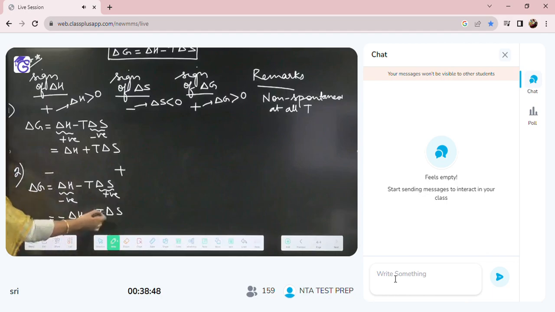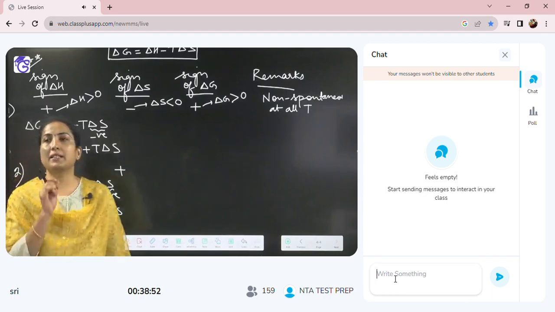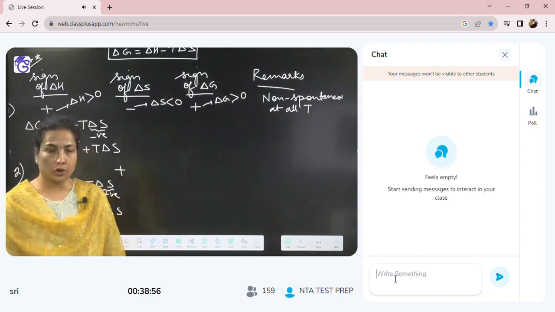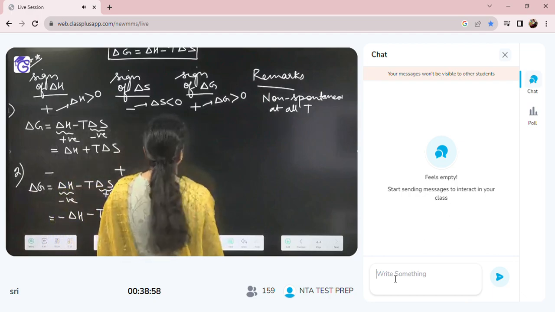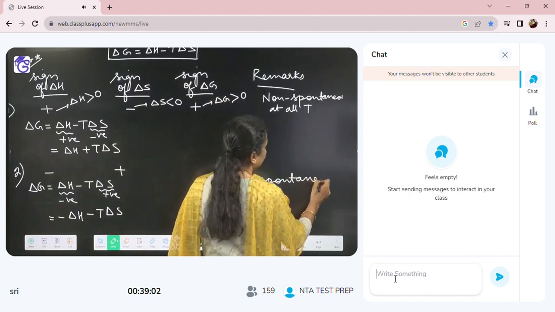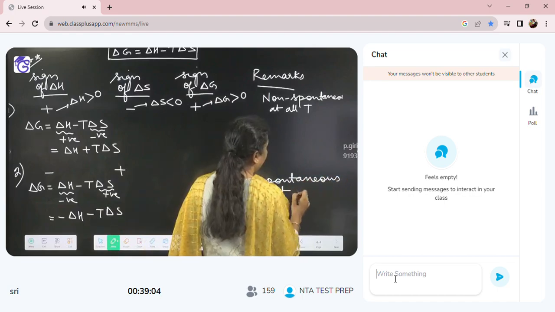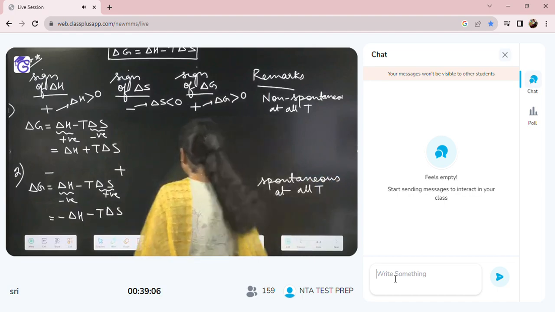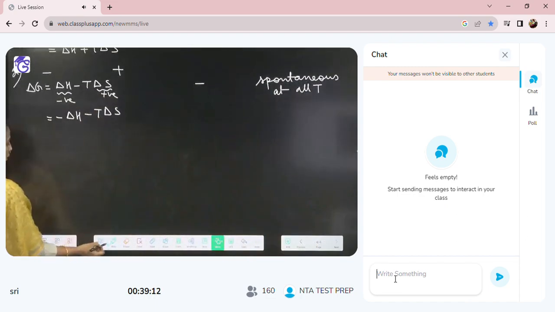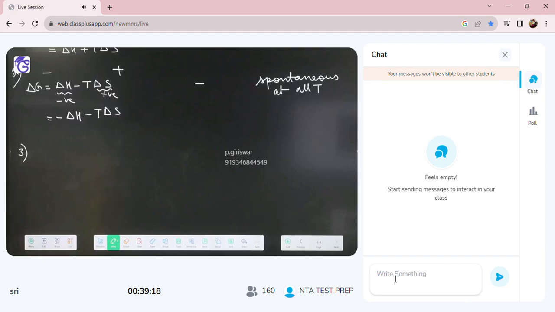Now here, whatever temperature you take, every time your delta G is going to be negative. That means, can I say that this is going to be spontaneous at all temperatures? So I'll be writing this as negative, and this is going to be spontaneous at all temperatures. Finish writing this. After that, we'll proceed to the next condition.